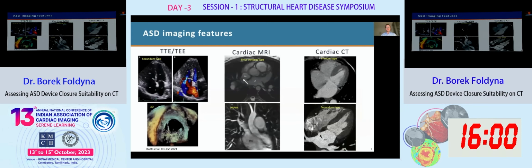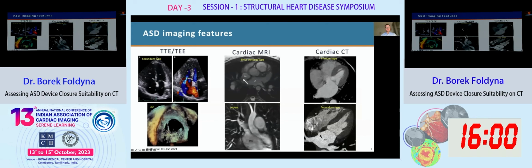Regarding the images, let's look at the imaging features of ASD. The backbone of the imaging is echocardiography, and it always has been echocardiography, as you see on the left. Here is a representative example of a 4-chamber view with a large connection between the right and left atria and corresponding flow signal on the Doppler imaging right here.